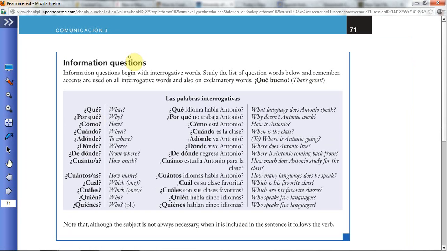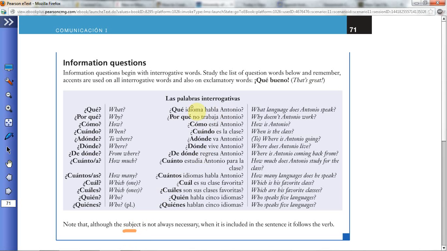Then information questions. These information questions, or the question words, will give you more specific information than yes or no, more specific information in the answer. Note that although the subject is not always necessary, when it is included in the sentence, it follows the verb. That's true even for these words that are being followed by nouns. Okay? They're not the subject.